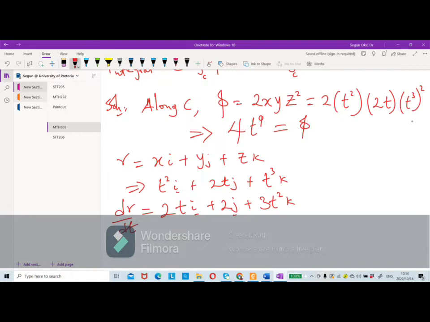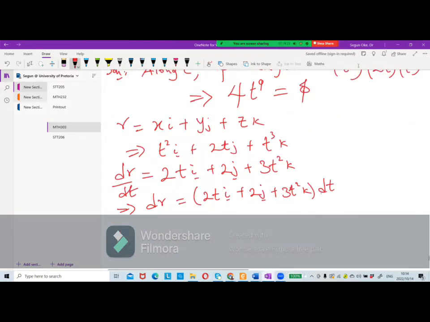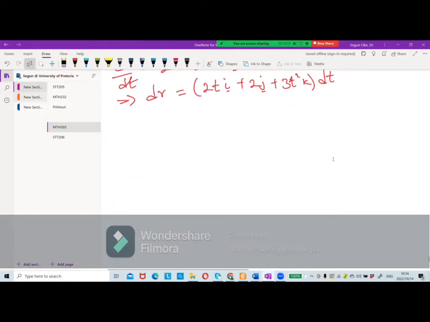So dr/dt is there, but I need dr. So I can go ahead and get dr: just cross multiply by dt. It will be 2t i plus 2j plus 3t squared k, everything multiplied by dt. If you are now asked to solve the problem, it's very simple for you to solve. For us to solve it now, you can say the integral of phi dr is equal to the integral of t from 0 to 1.